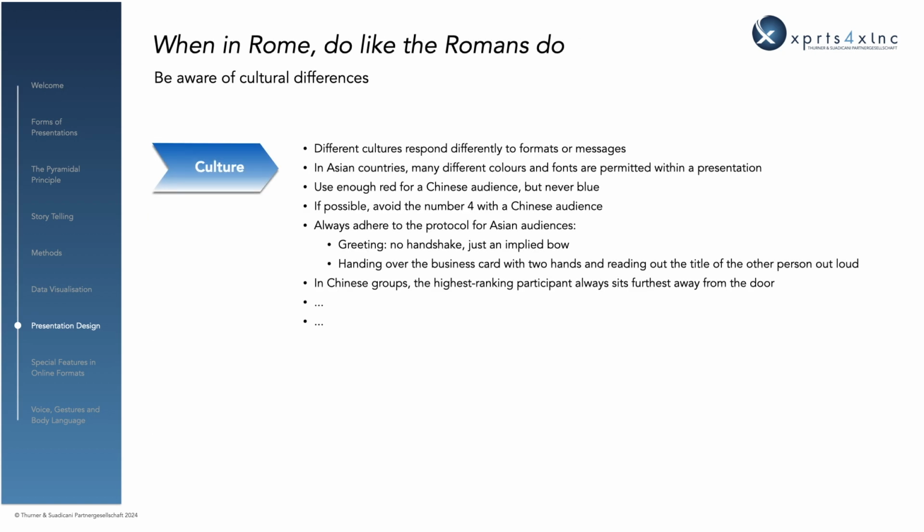And finally, when in Rome, do like the Romans do. Be aware of cultural differences. Different cultures respond differently to formats or messages. In Asian countries, many different colors and fonts are permitted within a presentation. Use enough red for a Chinese audience, but never blue. If possible, avoid the number 4 with a Chinese audience. Always adhere to the protocol for Asian audiences. Greeting: no handshake, just an implied bow. Handing over the business card with 2 hands and reading out the title of the other person out loud. In Chinese groups, the highest ranking participant always sits furthest away from the door.